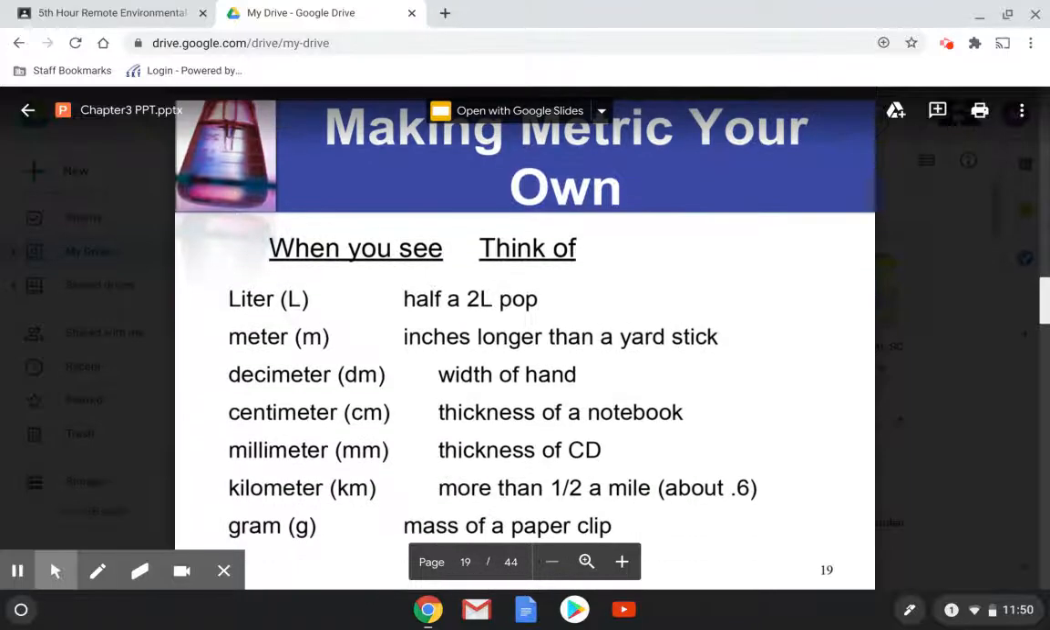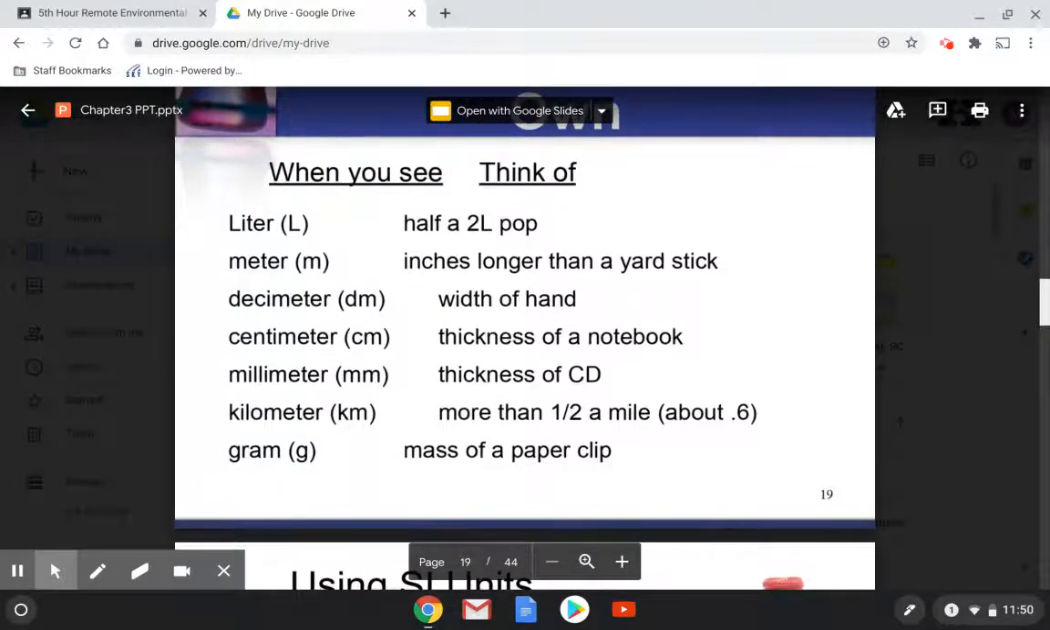And then, again, this will help out. Also, another way to think about it. When you think of a liter, just think of liquids. So half of a 2 liter pop or soda, like a 2 liter bottle of Mountain Dew. Essentially, a liter is just half of that. When you think about a meter, just think about a yardstick, inches longer than a yardstick. So a meter is longer than a yard, essentially a yardstick, a meter stick, probably half the size of your body or half the height.